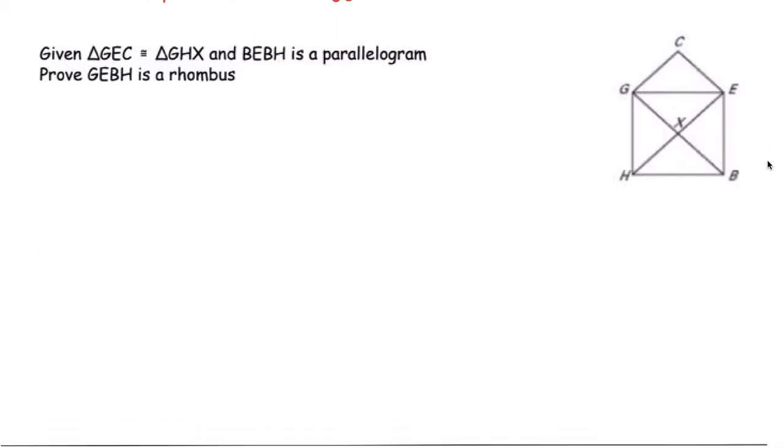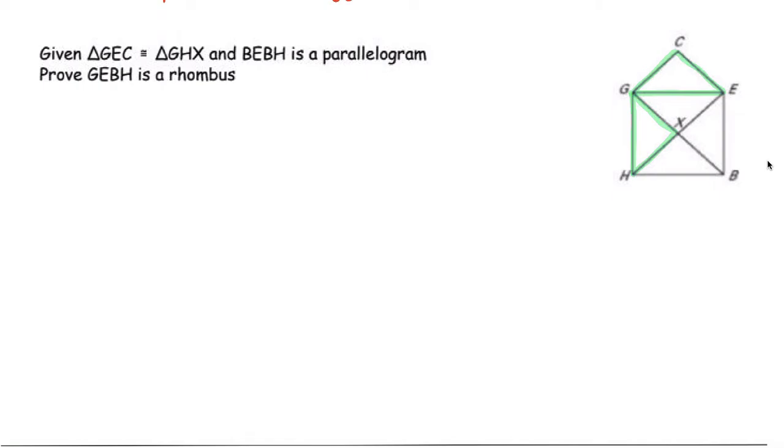All right, our last one in today's notes is a proof, and we are given some congruent triangles. We are given triangle GEC, and this actually has a typo, not in the triangles, but in part of it. GEC is congruent to GHX. So those triangles are congruent to each other.